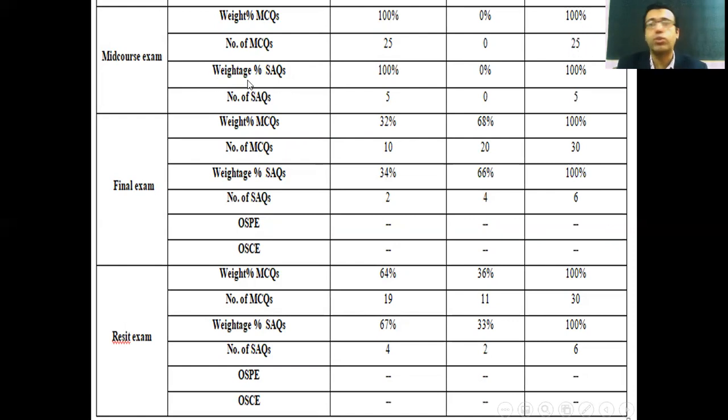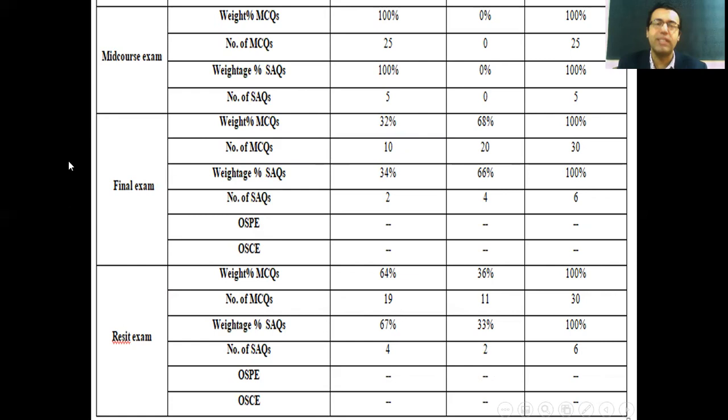Regarding the weightage of short answer questions, 100% in theme 1, 5 questions. That's to say, we recommend it to be 20% of the number of total exam questions. Okay, 20%, so 5 short answer questions. No short answer in theme 2. Total short answer in the mid-course exam, 5. Then mid-course total questions: 25 MCQs and 5 short answer.